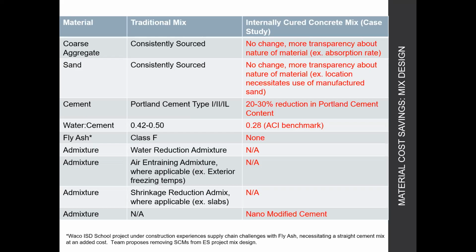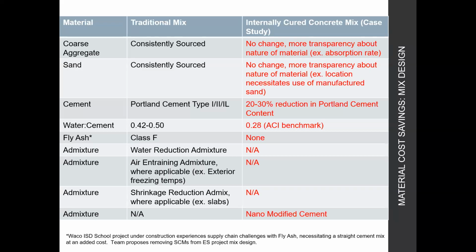And I put an asterisk next to fly ash because on one of our projects recently, under construction, we did have a situation where there was a fly ash shortage. They could not get fly ash. And it was either going to be a delay to the project or we were going to have to go straight cement. And that was going to be more expensive. No one liked that experience.